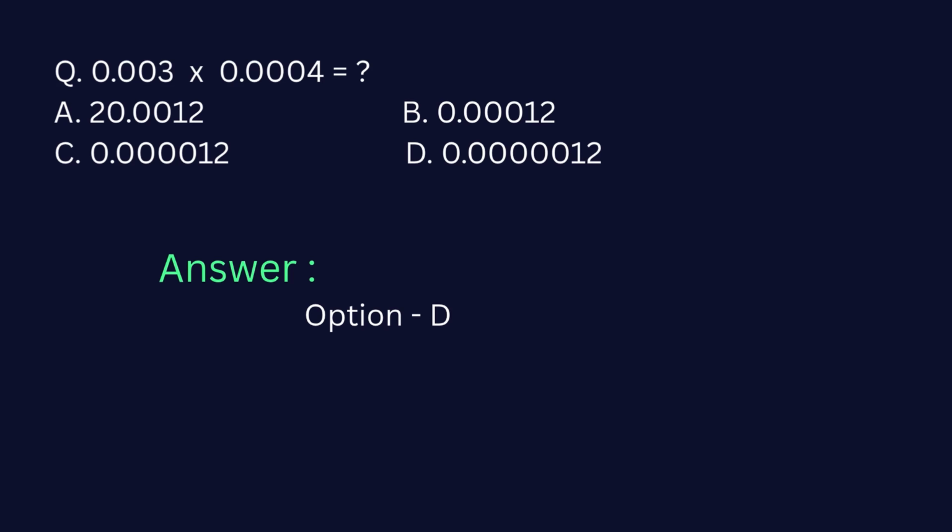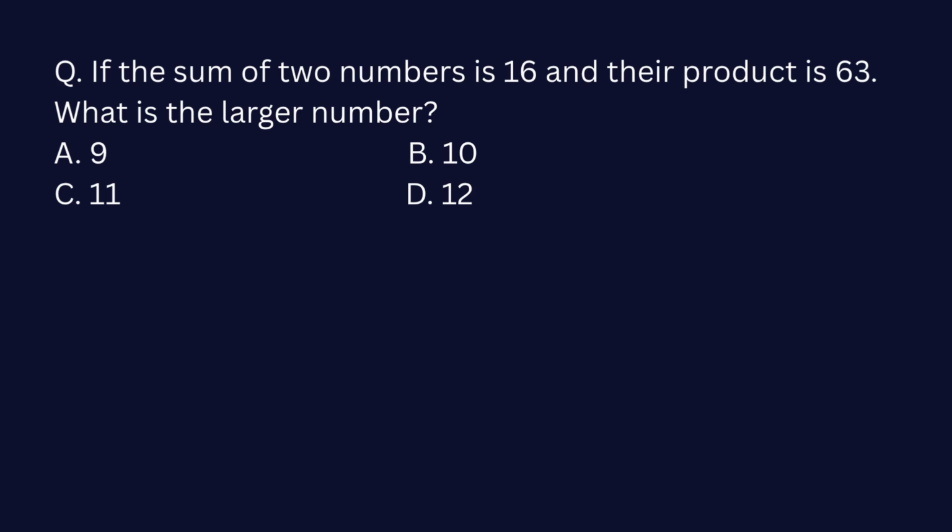0.000012. If the sum of two numbers is 16 and their product is 63, we need to find the larger number. Among the two numbers, when I add, they give me 16, and when I multiply, they give me the product of 63. We have 4 options: A 9, B 10, C 11, or D 12. From the question given, we have the sum equal to 16, and the two unknown numbers, I'll say x plus y, give me 16, and the product equals 63, such that x times y equals 63.